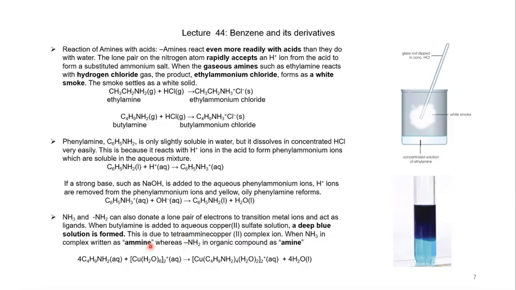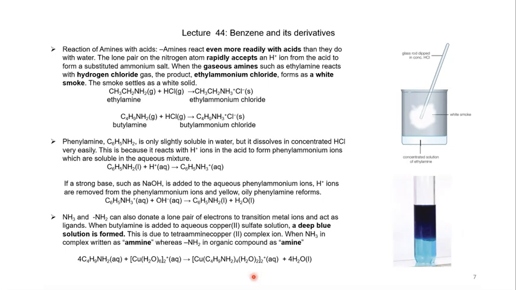Please do remember that we use ammine in complexes, but in organic compounds, when we are talking about amines, we say amine. Please know these two differences. In a complex cation with ammonia, we read it like this: tetraamminecopper(II) complex ion or compound.